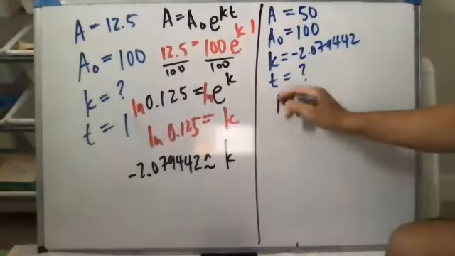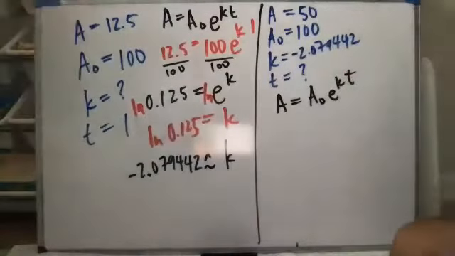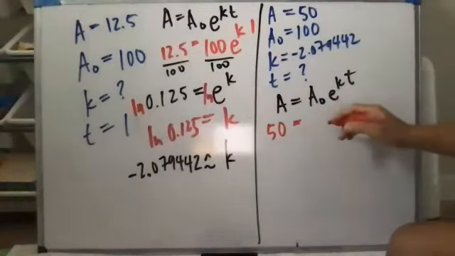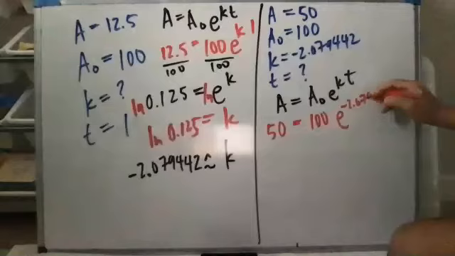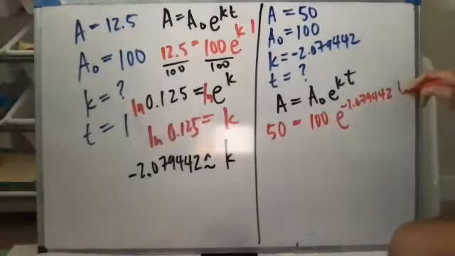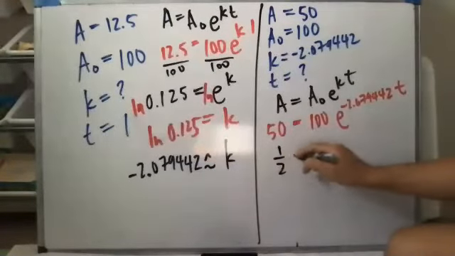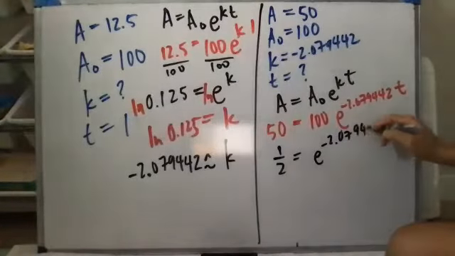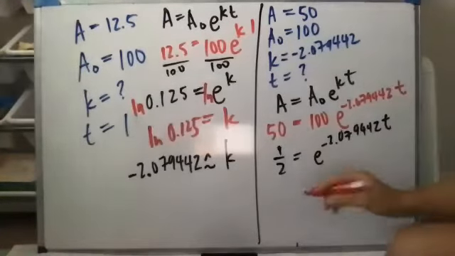So I just plug these values in. Here's my equation again, and just plug in all the values I know this time. So 50 is equal to 100 e to the negative 2.079442 times t. Okay, so divide both sides by 100, and I'm going to get 1/2 is equal to e to that negative 2.079442 times t. Again, I take ln on both sides.